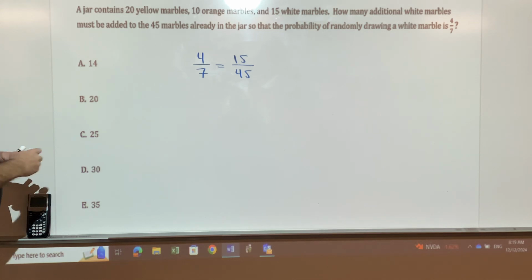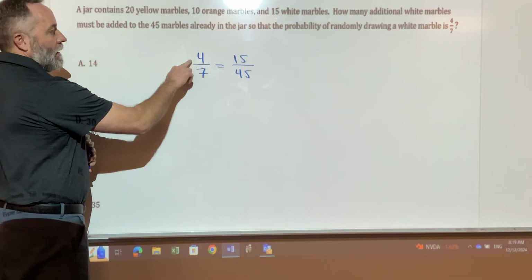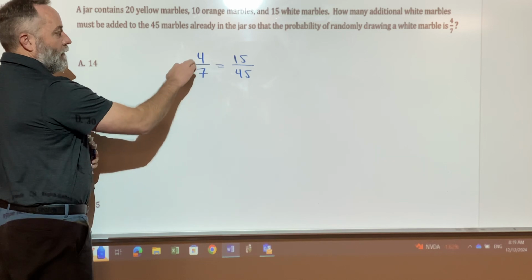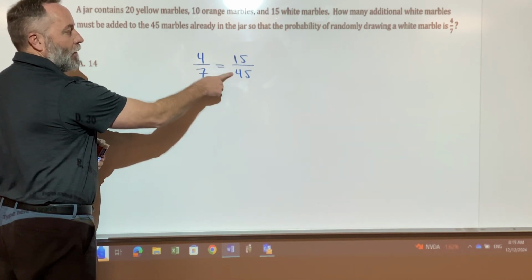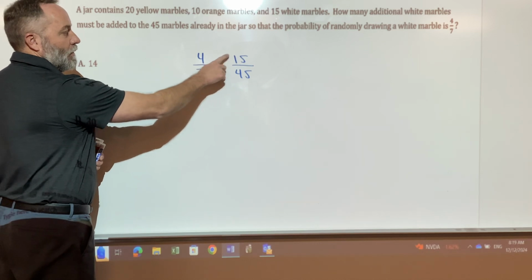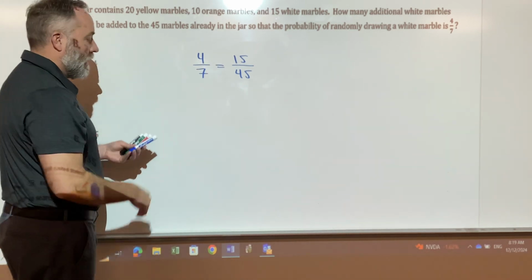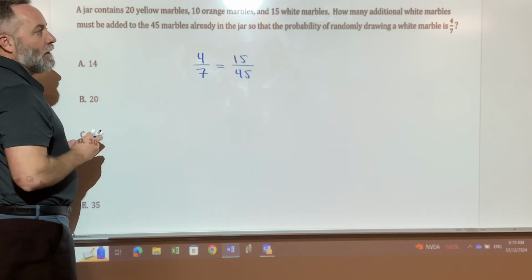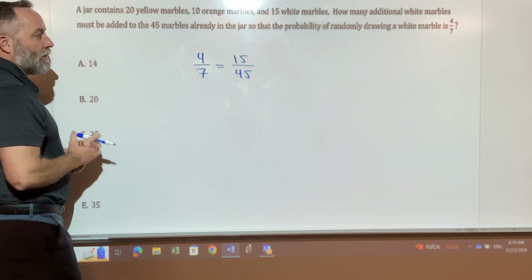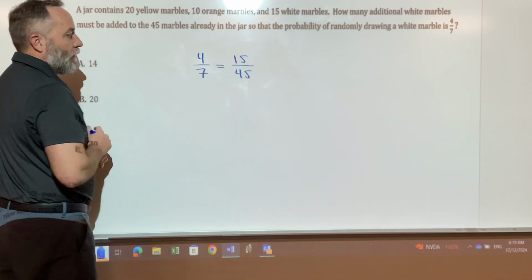But we're asked how many white marbles need to be added in order to make the ratio, the probability, 4/7. Right now, if we reduce 15 over 45, it would be 1/3. And that would say 4/7 is equal to 1/3, which is not a true statement. So we're being asked to add a certain amount of white marbles in order to make this ratio equal 4/7.